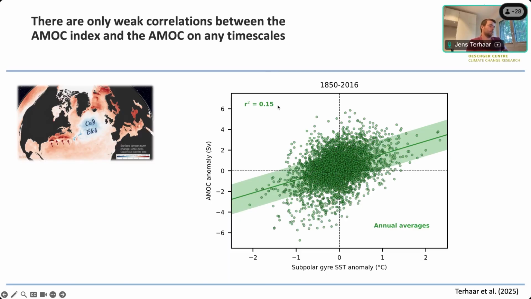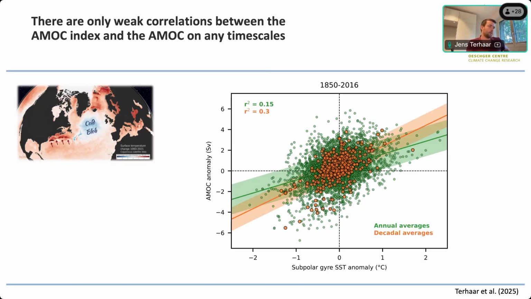The R squared is really low for annual averages. We then tried decadal averages, trying to filter out noise. It gets a bit better, but still it's hard to relate both variables statistically. And then on centennial averages, it gets even worse again. So this means that we need to look at something else. We need another proxy, really.